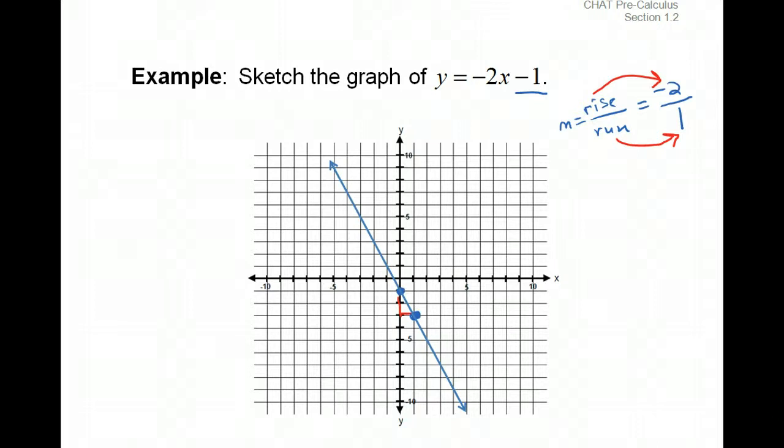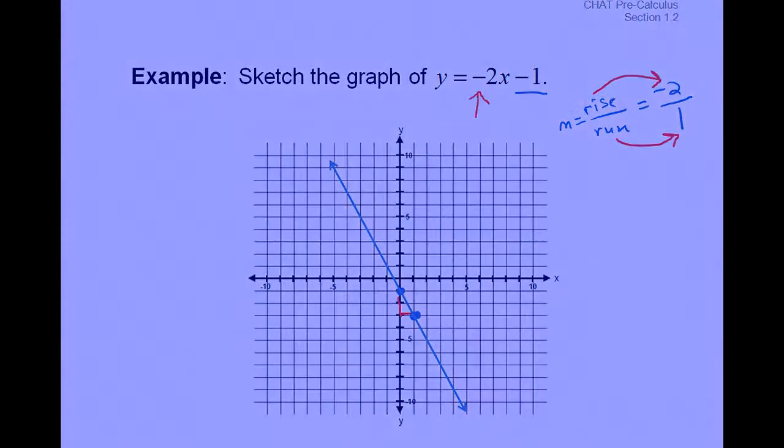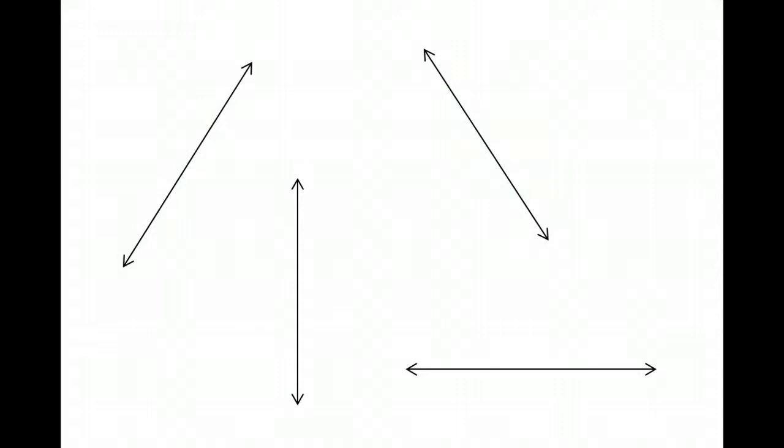Alright, there you have the line. Notice that this one goes downhill left to right, and the reason for that is the negative slope. Let's just look at a couple generalizations here. If your line goes up and to the right, the slope is positive. If it goes down and to the right, it's negative. If it's vertical, as we've seen before, the slope is undefined. If it's horizontal, the slope is 0.